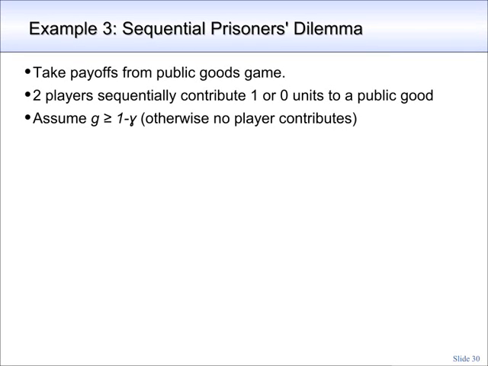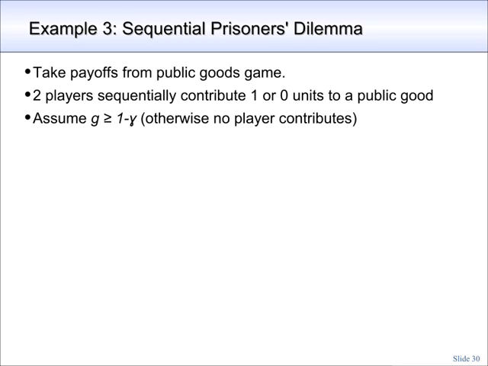Let us now consider a sequential prisoner's dilemma game. For simplicity, take the payoffs from the public goods game and assume there are only two players who can either contribute 1 unit or 0 units to the public good. The players move sequentially, so first player 1 makes this contribution, which is observed by player 2, who afterwards makes this contribution.